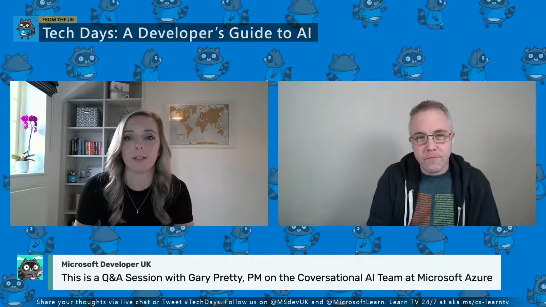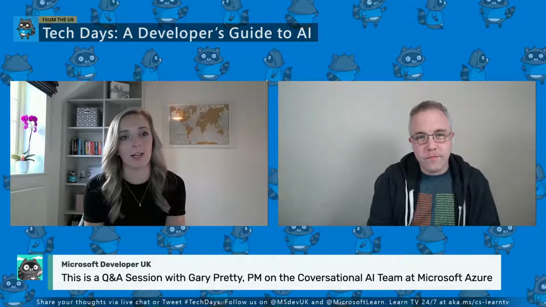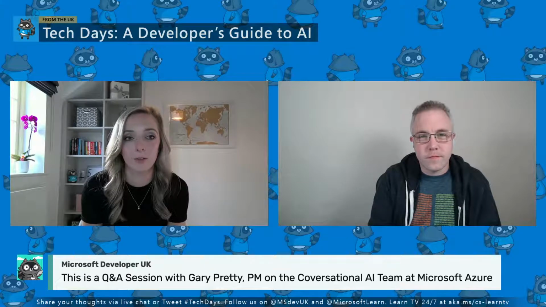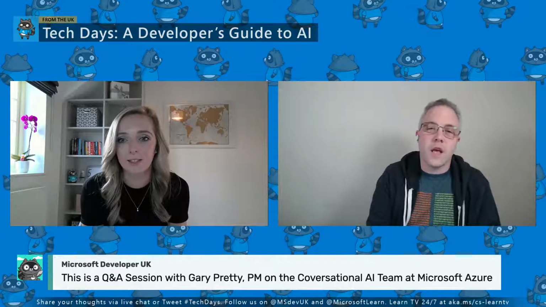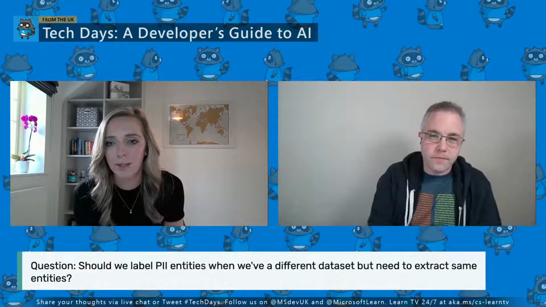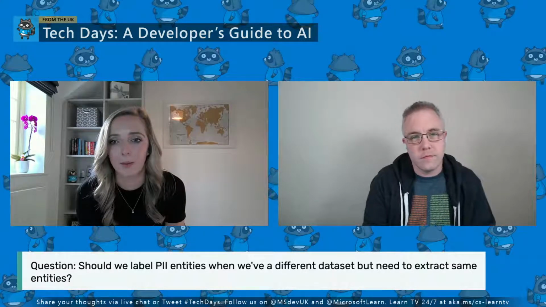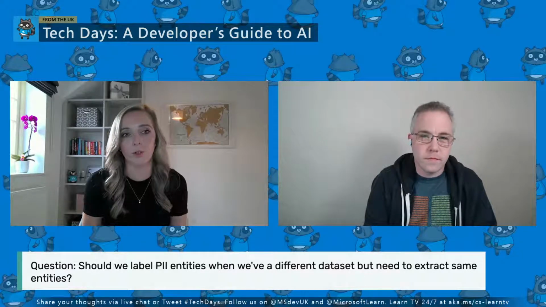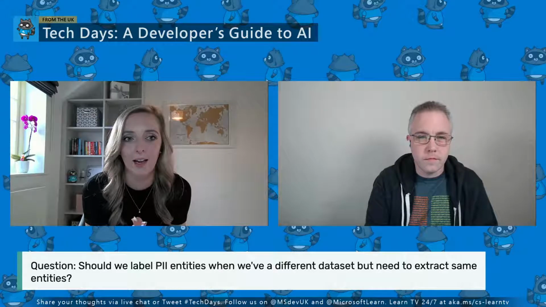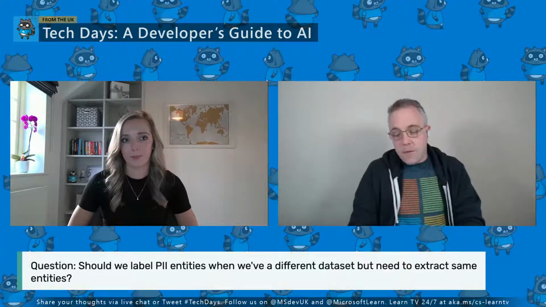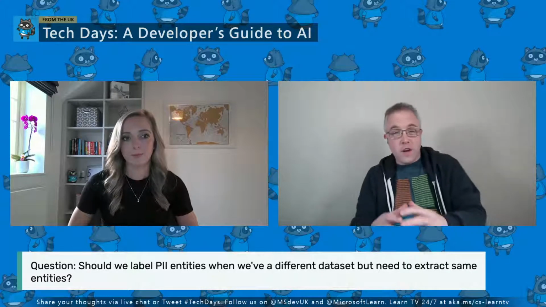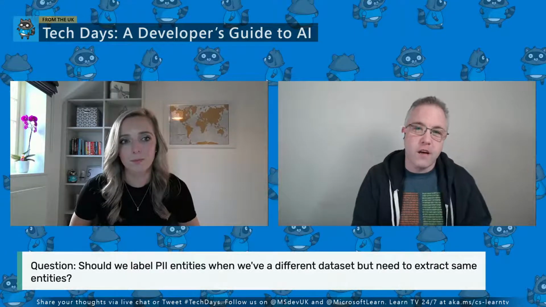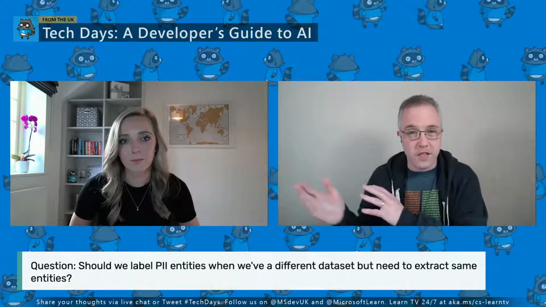Yeah, no worries. Speaking of which, organizations are building lots of different bots, and a lot of them might be using something like PII data. We did have a question: should we label PII entities when we've got different data sets, but we need to extract the same entities? In a more broad context, how should we handle PII data from a bot perspective? Yeah, it's a common scenario, especially with the onset of GDPR.